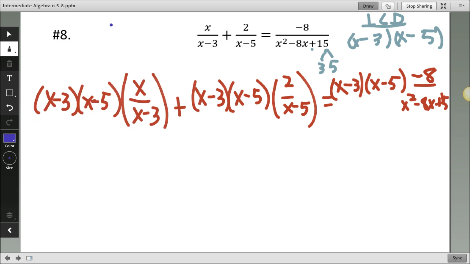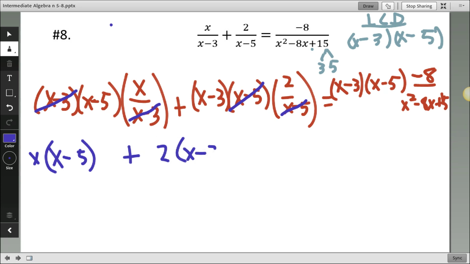So looking at the first one, here's my denominator. I'm looking for a common term. Well, that's the x minus 3, so those are going to cancel. So that leaves me with x minus 5, and I'm multiplying that by x. I'm going to put the x in front. What about the second term here? Well, they have the x minus 5 in common, so those are going to cancel. So that's going to leave me with 2 times (x minus 3).